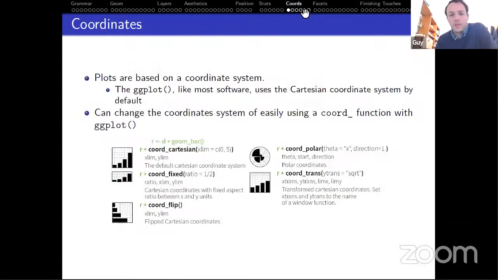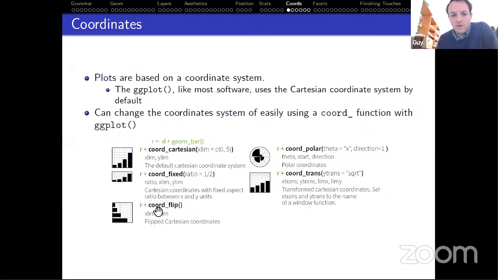Stats. Okay, here we go. When ggplot creates the surface to plot on, by default it uses a Cartesian coordinate system. But if we want to, we can use a different coordinate system, which can change the look of the plot quite dramatically in some cases. These are the other types of coordinate systems that we could use.